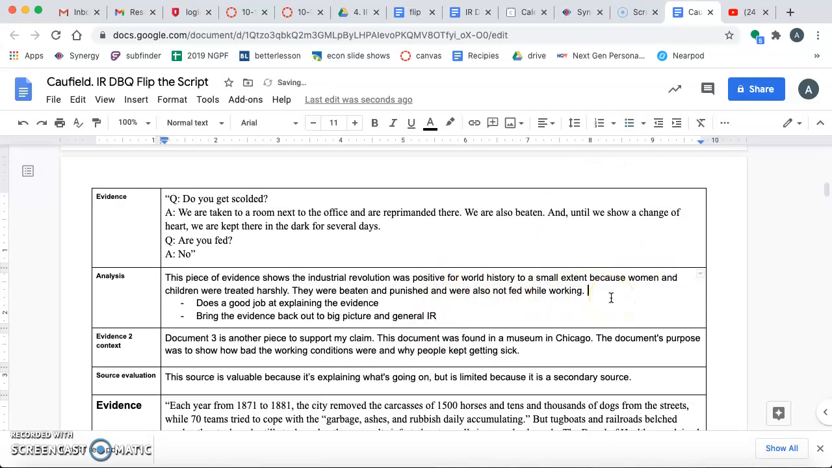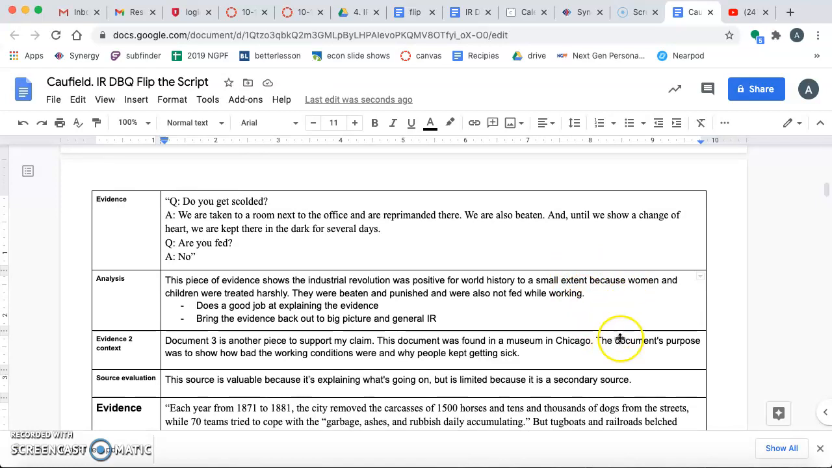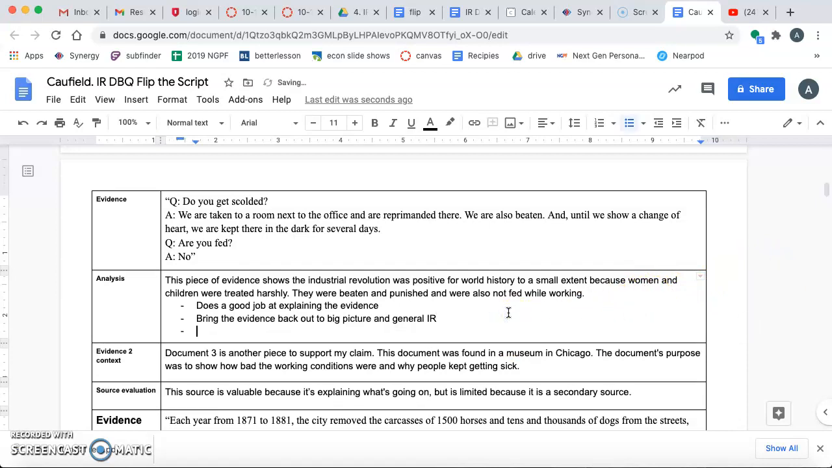This type of treatment not only happened in Japan, as the evidence shows, but happened everywhere that the Industrial Revolution had spread to, including Europe. Women and children who were working in these new factories were treated very poorly. The next thing that they need to do is discuss cause and effect.